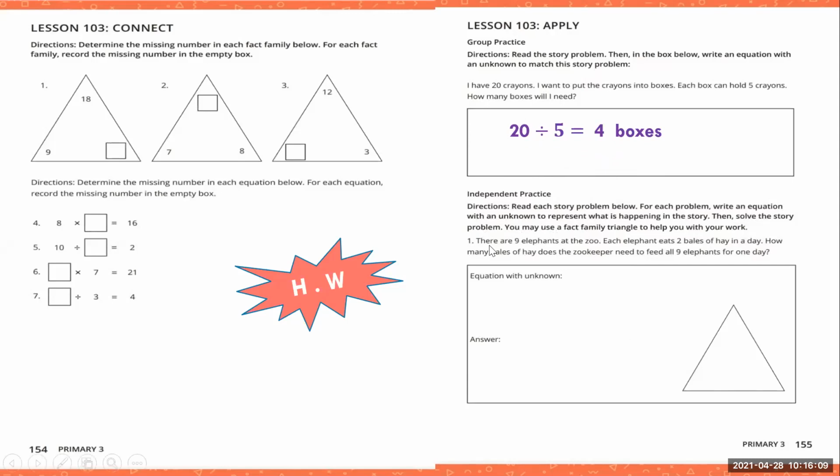Number one, there are 9 elephants. Try to focus with me, please. There are 9 elephants at the zoo. Each elephant eats 2 bales of hay in a day. It's the food of the elephant, okay? How many bales of hay does the zookeeper need to feed all 9 elephants?